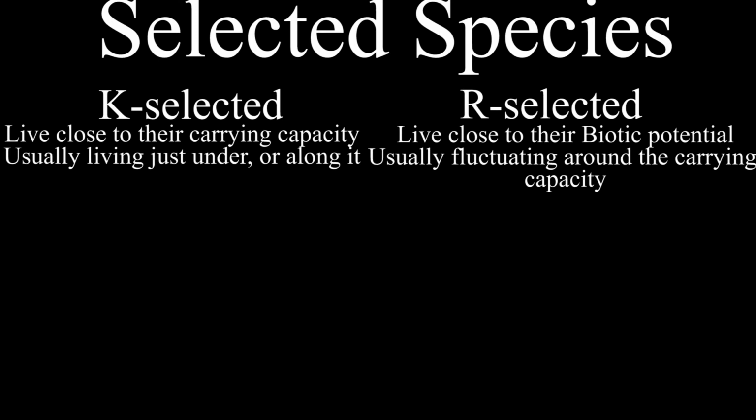Now, when comparing species, there are two groups that either may fall in. One of these groups is the K-selected species, which lives close to its carrying capacity, resulting in the sigmoidal growth pattern. The second category, R-selected species, choose a different approach. They tend to live close to their biotic potential, meaning they reproduce as much as they possibly can with as many offspring as they can. Their populations will often fluctuate around their carrying capacity, resulting in a sinusoidal growth pattern.